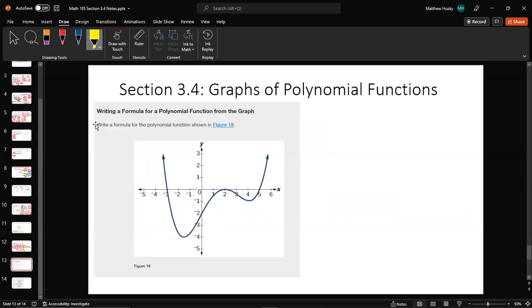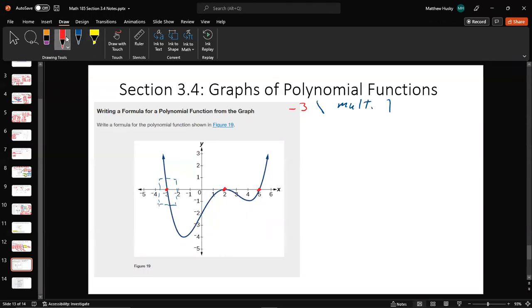Write a formula for the function shown in figure 19. So this is kind of going back to what we were doing earlier. This is sort of similar to what we have been talking about. So you have a -3, a +2, and a +5. If you zoom in on the -3, what you will notice is that it looks very line-like. So that suggests it's going to be a multiplicity of 1.